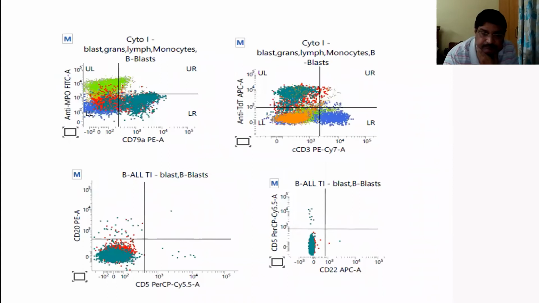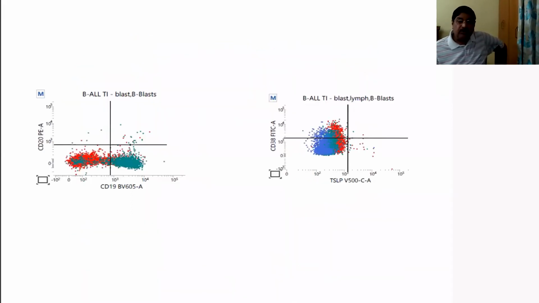Next. CD79a is positive. TdT is positive. So what is it? So it has myeloid and lymphoid markers. Next. So you can find that the CD19 is positive as well.